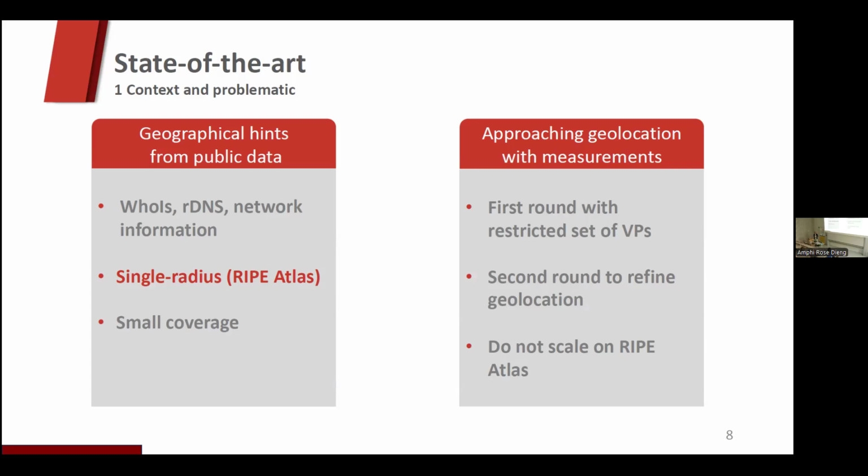On the other hand, the second approach is a two-round algorithm. A first round of measurement from a restricted set of vantage points to estimate the geographic position of an IP address, and a second round of measurement to refine this geolocation. And the problem with these methodologies is that the measurement cost is still too high to be deployable in RIPE Atlas.